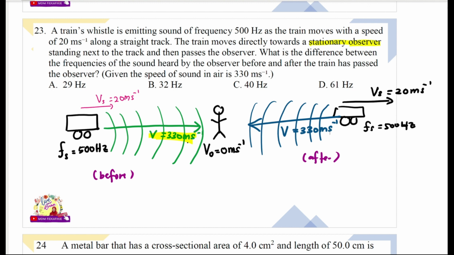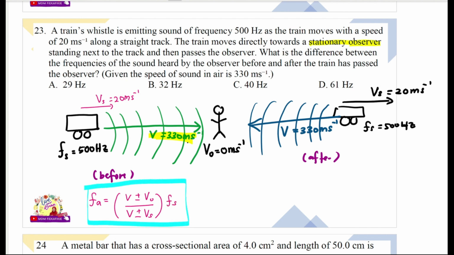Okay, so bagi saya ajar student, okay, awak selalu ingatkan. Okay, general equation untuk Doppler effect apa dia? FA is equal to V plus minus V observer over V plus minus V source darab dengan frekuensi dia kan. So ni general equation. So positif negatif you jangan salah. Okay, sekarang kita buat dulu. Kita kira dulu sebab kita nak kira perbezaan difference between frekuensi yang didengar oleh observer before and after.